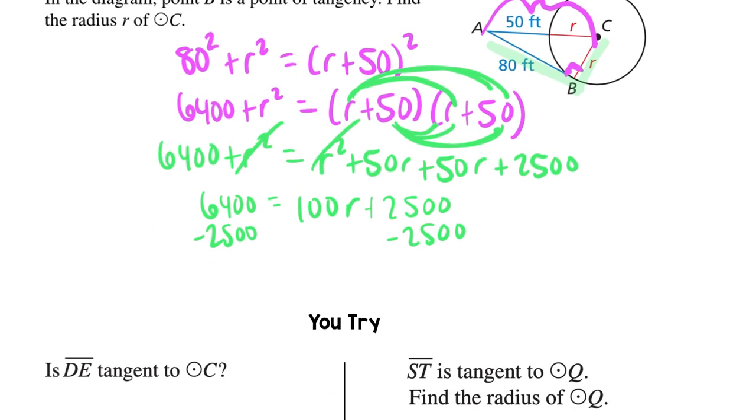So 6,400 minus 2,500 would be 40, weird math. I'm erasing that. 6,400 minus 2,500 would be 3,900. So you have 3,900 equals 100R. Divide by 100, divide by 100. I'm getting R equals 39.